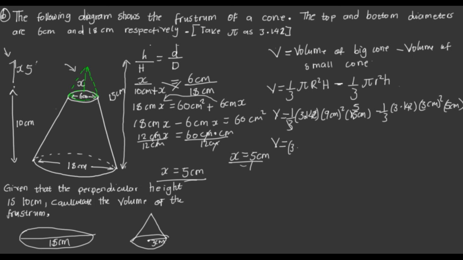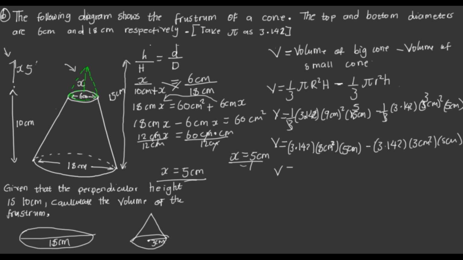So here I have 3.142 times 9 times 9, we get 81 centimeters squared. Where the squared is coming from is 9 centimeters times 9 centimeters. Then multiply by 5 centimeters, minus, so even here we can cancel 3 here, 1, 3 here, so we just have 1 3. So 3.142, you can use calculator, it's fine. So 3 centimeters squared times 5 centimeters.